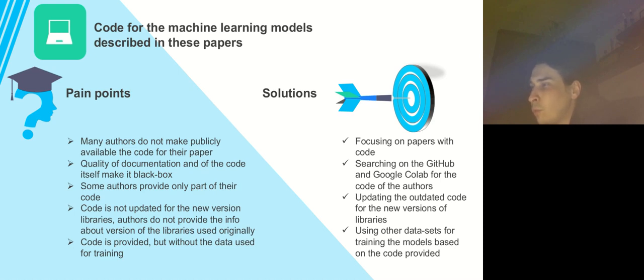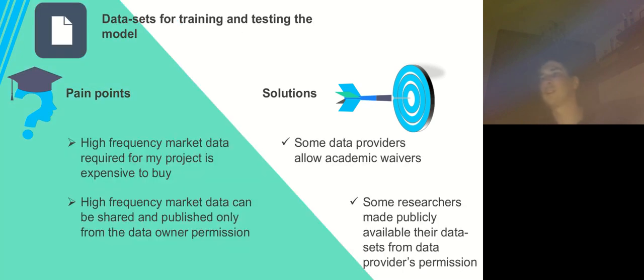What I did to get around those potential issues is that my main focus was on papers with code. I was even able to find code for some papers that did not explicitly mention that there is code on GitHub or Google Colab. There were a few such cases. And what I had to do was update the outdated code for newer versions of the libraries myself, and also try to recreate the data sets which were used for those models.